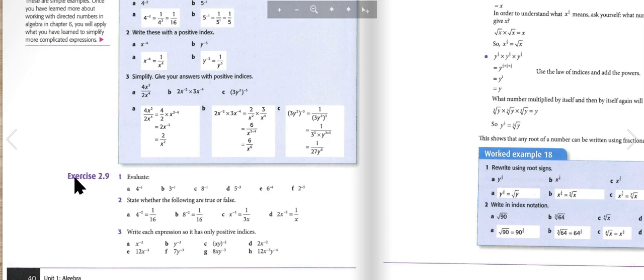Exercise 2.9. Question 1. Evaluate 4 to the power of negative 1, 3 to the power of negative 1, 8 to the power of negative 1, 5 to the power of negative 3, 6 to the power of negative 4, and 2 to the power of negative 5. Question 2. State whether the following are true or false. 4 to the power of negative 2 equals 1 over 16. 8 to the power of negative 2 equals 1 over 16. 6 to the power of negative 3 equals 1 divided by 3x. 2x to the power of negative 2 equals 1 over x.